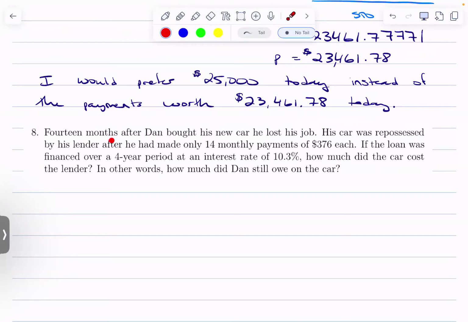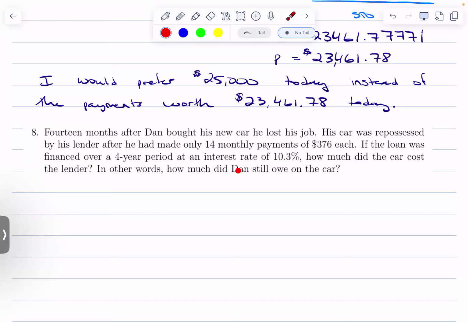So 14 months after Dan bought his new car, he lost his job. His car was repossessed by his lender after he had made only 14 monthly payments of $376 each. If the loan was financed over a 4-year period at an interest rate of 10.3%, how much did the car cost the lender? In other words, how much did Dan still owe on the car?